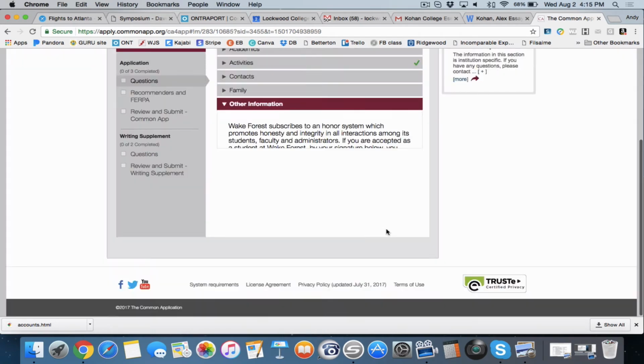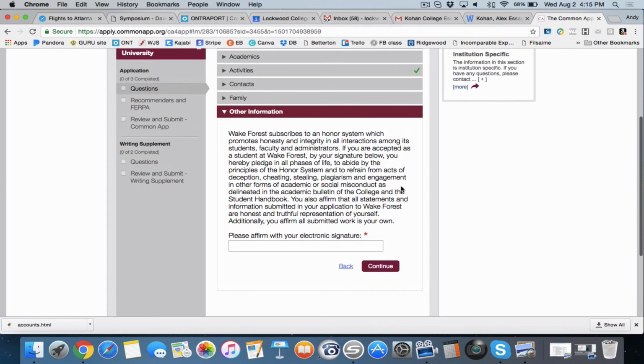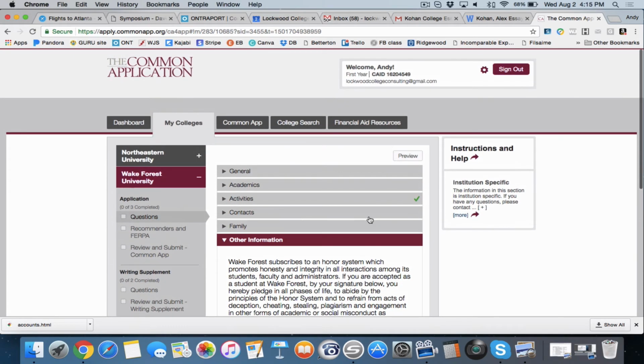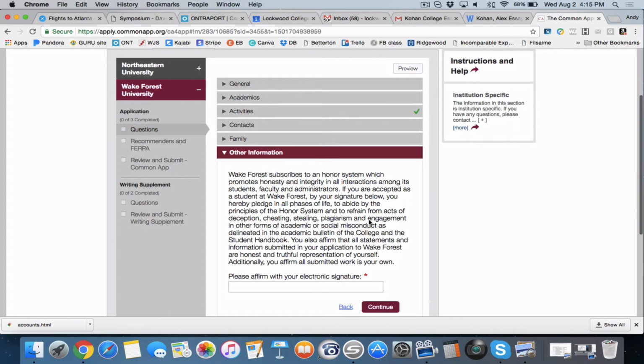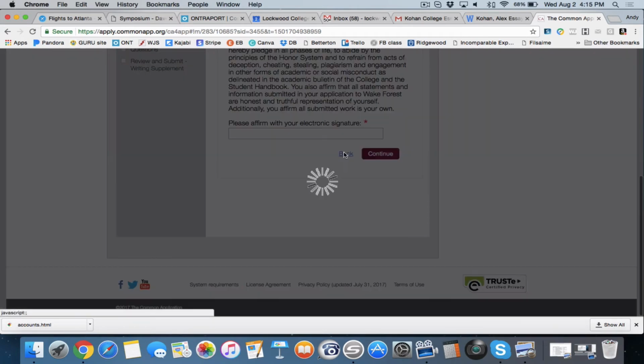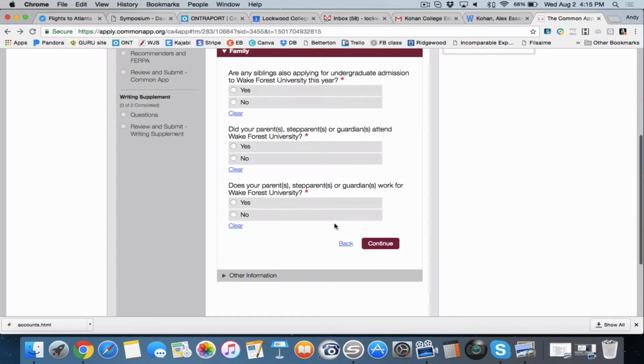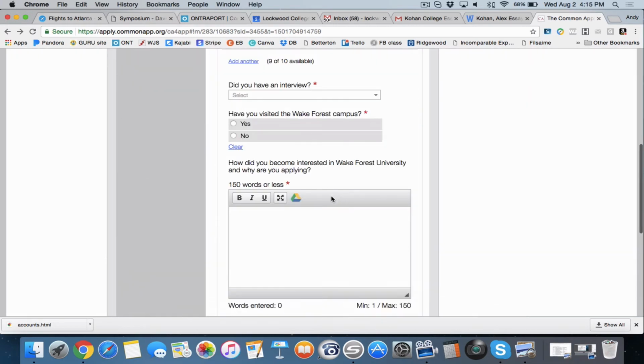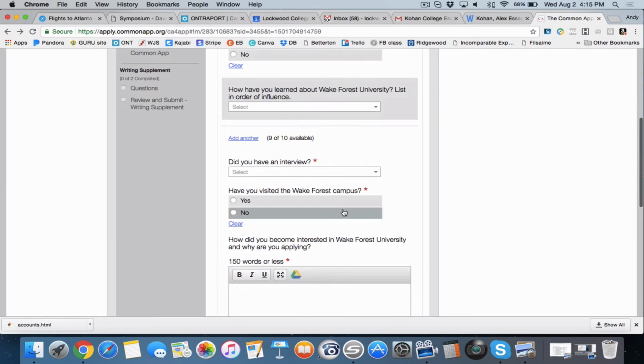More family stuff. And their honors policy. Okay, so last year they had 5 essays, and this year it looks like they have only 1. So what that tells me is they didn't get as many applications as they were hoping for last year, and they wanted to make it easier to apply.